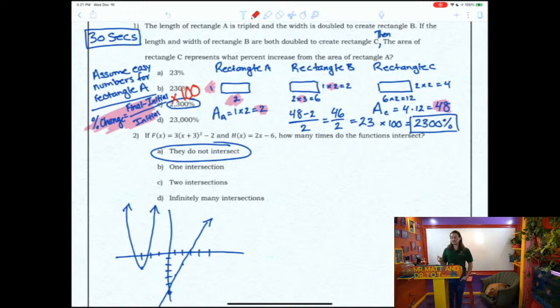Oftentimes, they're going to present the decimal answer as one of the answer selections, and that's going to be the attractive distractor, like the most correct wrong answer. And that's where they're really trying to trick you.